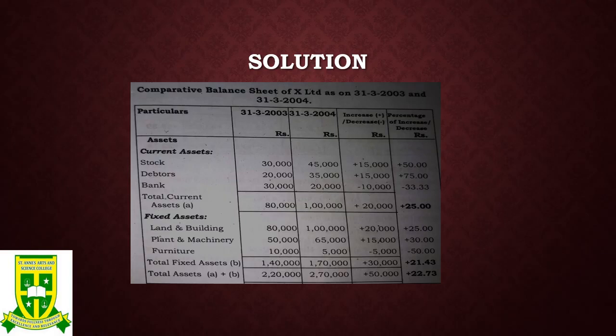So we have found out the total current assets and total fixed assets. So the total assets will be total current assets plus total fixed assets, 2,20,000 and 2,70,000. So again, it has been increased by 50,000. So 50,000 divided by 2,20,000, you will be getting 22.77.